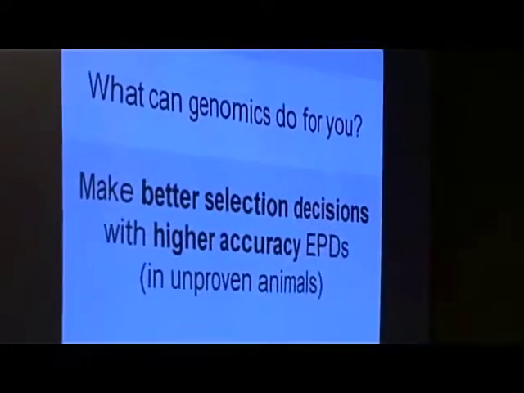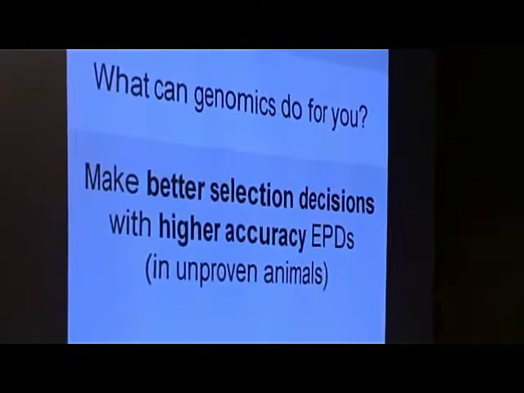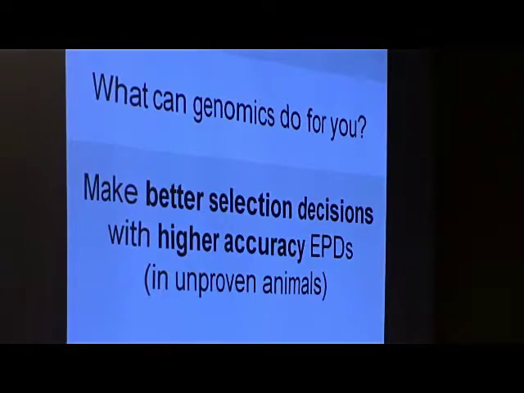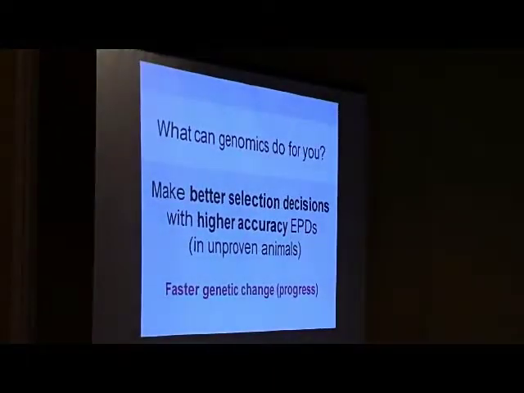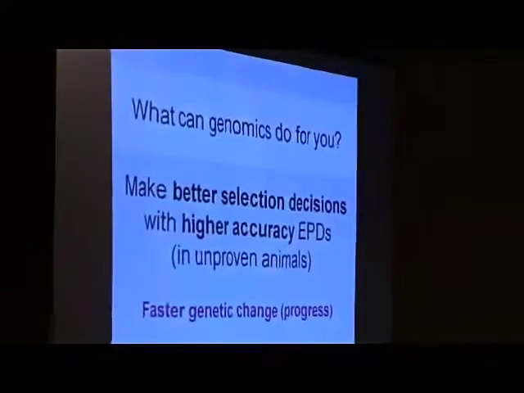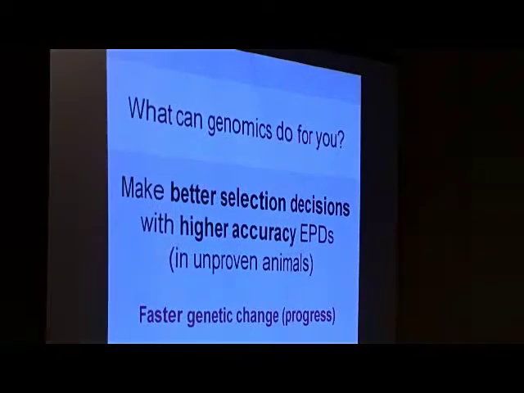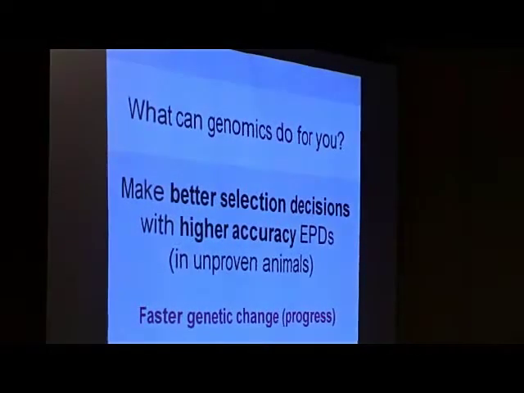So why should you do this? What can it do for you? The big point is that it helps you make better selection decisions with higher accuracy EPDs on young animals. And the reason why that is important is if you are making a decision with a piece of information that is more accurate, you are going to make change faster. And hopefully that change is progress. It might not always be progress, but it's going to help you make faster change.